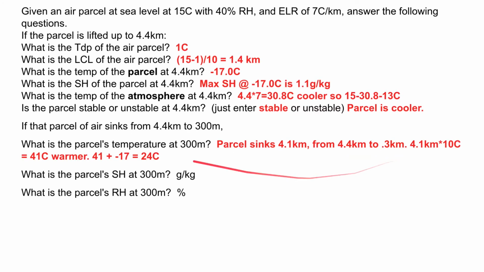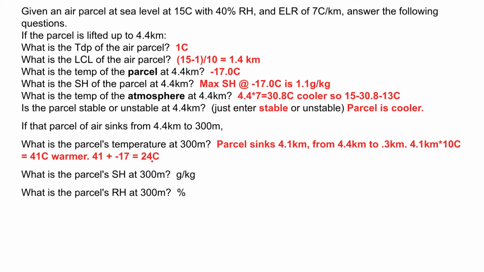So as the parcel sinks from 4.4 kilometers to 300 meters, it's going to warm by 10 degrees per kilometer. 4.4 to 0.3, that's going to be 4.1 kilometers of sinking. It's going to heat up 10 degrees per kilometer, so it's going to be warmer by 41 degrees. The difference between 41 degrees and 17 degrees is 24 degrees, so now we know the new temperature for the parcel at 300 meters over in Yakima.